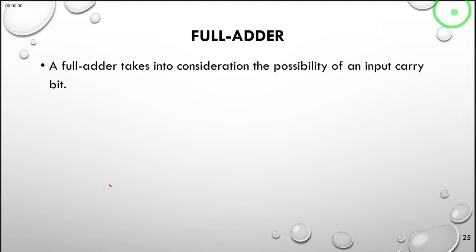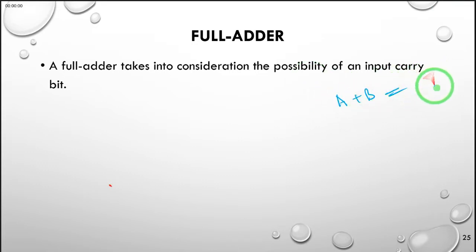The half adder is implemented in a similar manner, therefore we will just consider the full adder. More or less, the half adder can be achieved in a much easier way than the full adder. So we notice that a full adder takes into consideration the possibility of an input carry bit, whereas the half adder does not. Again, for instance, we are talking about adding binary numbers A and B, A plus B.